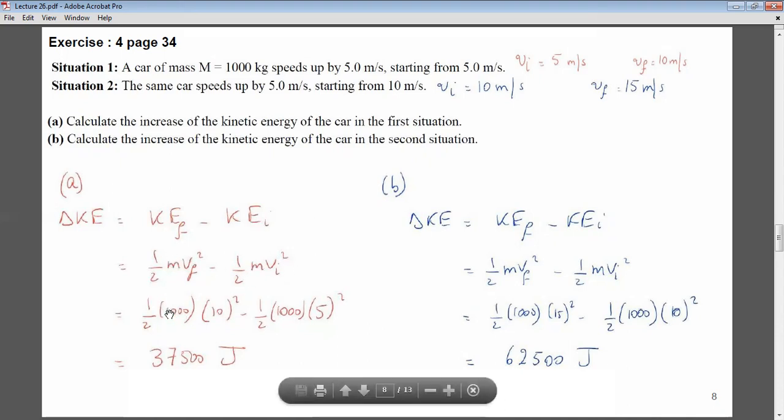Instead of m, I put 1,000. Instead of v final, it's 10. V initial is 5, and I get the answer. Then calculate the increase of the kinetic energy in the second situation, and I do the same thing.